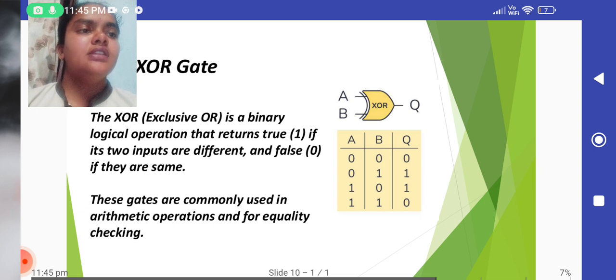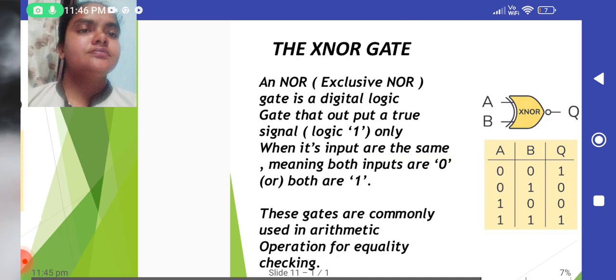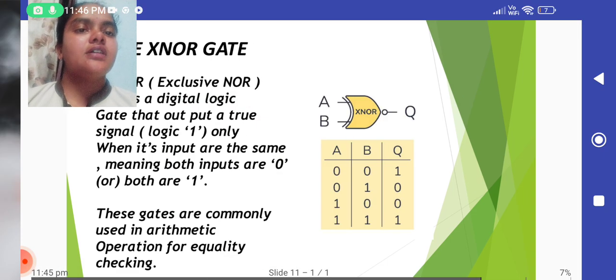The next gate is the XNOR gate, exclusive NOR gate. It also has two inputs and produces a single output. The output is 1 only when both inputs are the same. In the XOR gate, the output is produced if both inputs are different. In the XNOR gate, the output is produced if both inputs are the same. We can see the truth table of the XNOR gate.